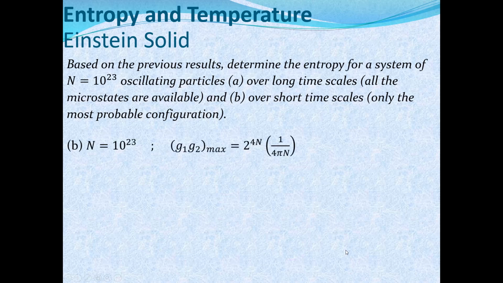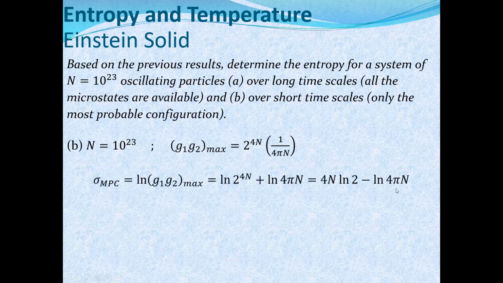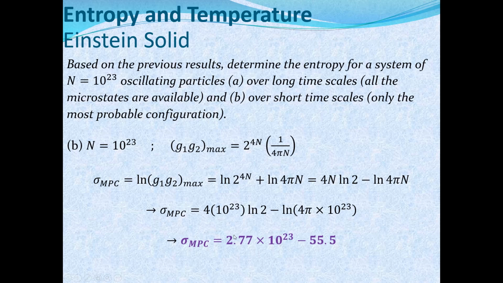Now, over short time scales, when we're only looking at the most probable configuration, we're going to use this and take the ln of that. Again, splitting up into two parts. We end up seeing that this first part is actually identical to what we had before. So we still get the 2.77 times 10 to the 23rd, but now it's the second part that's changed. And now instead of it being 28.1, it's now 55.5.